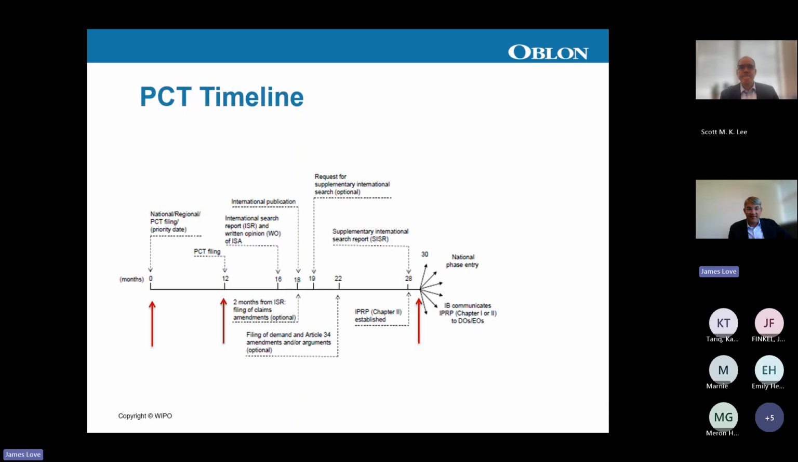I also have this nice PCT timeline, which you can look at later in detail, that shows what happens once you file your PCT application.